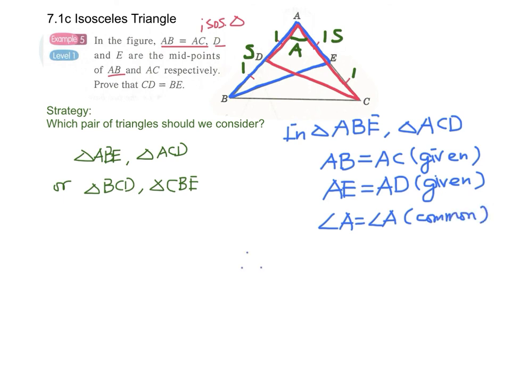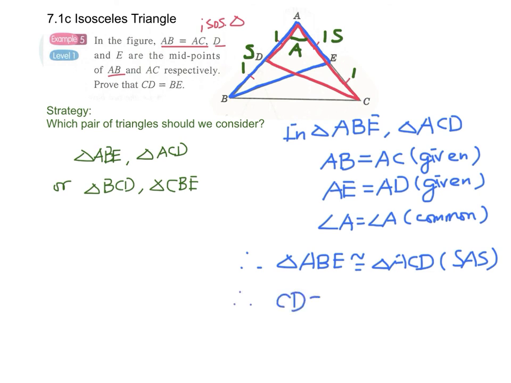Therefore, triangle ABE is congruent to triangle ACD. We have SAS. Note that again, we have to follow the order of the letters as represented by the equal sides and equal angles. We have to follow the exact order, SAS. And now we can write down CD equals BE. Corresponding sides, congruent triangles. Yes, that's it.